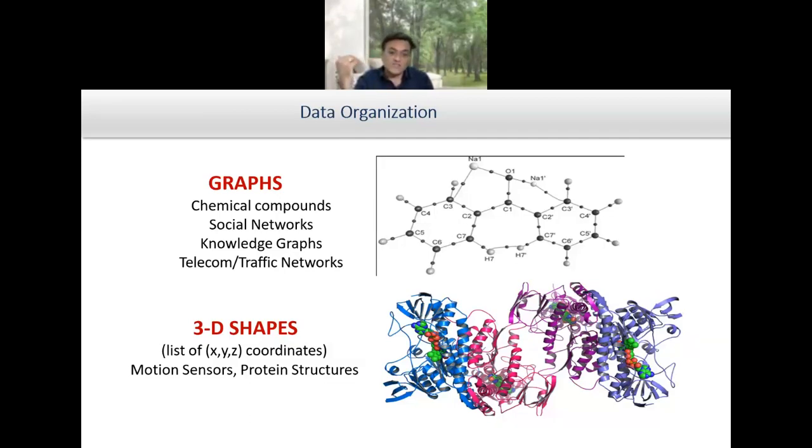Another organization of data is basically 3D shapes, a list of XYZ coordinates, such as motion sensors. In the morning, we saw accelerometer data, which has XYZ acceleration as well as gyro values in the XYZ directions. When you mix all of them, like a protein structure in biology, a protein structure is something like a 3D shape. So this is another example of data organization.